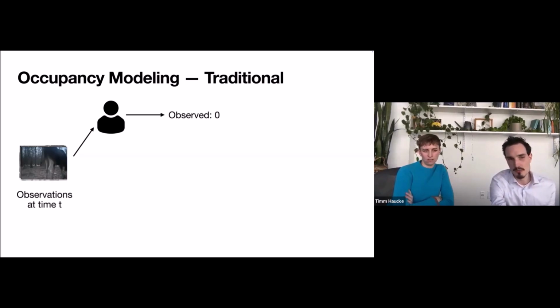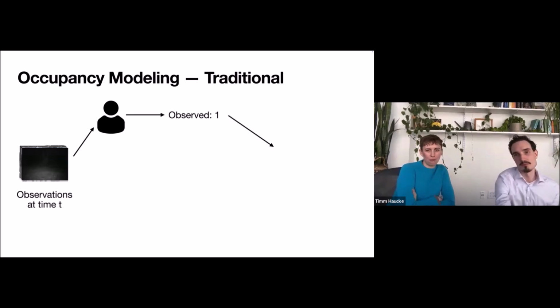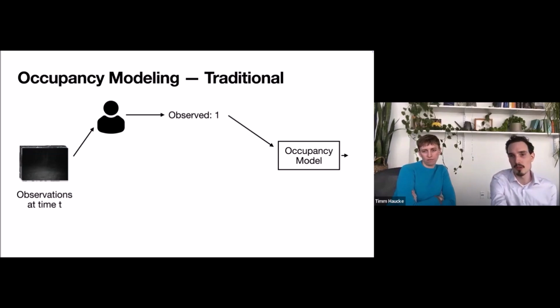And you're not going to see your species of interest probably for a while. And then at some point you might. So your observation is now 1. And then you can use this observation to fit your occupancy model, right?